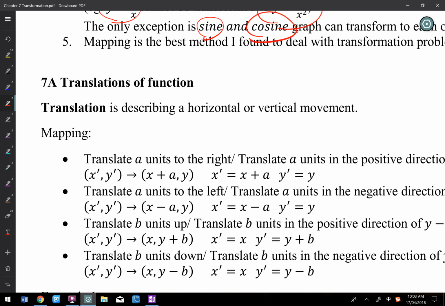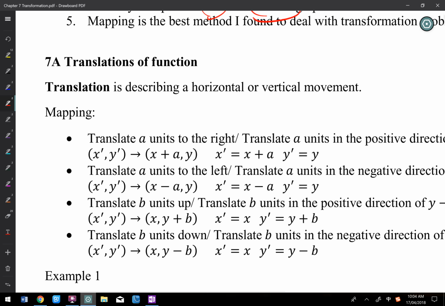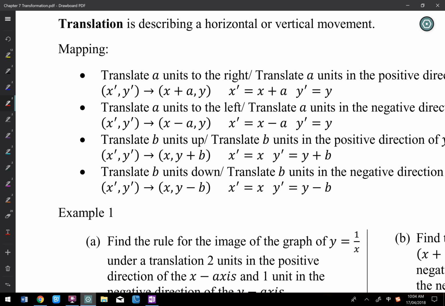Okay, what's mapping? The mapping method is to connect the original points and the new points together. So let's do a simple example. The first thing we talk about is translation.